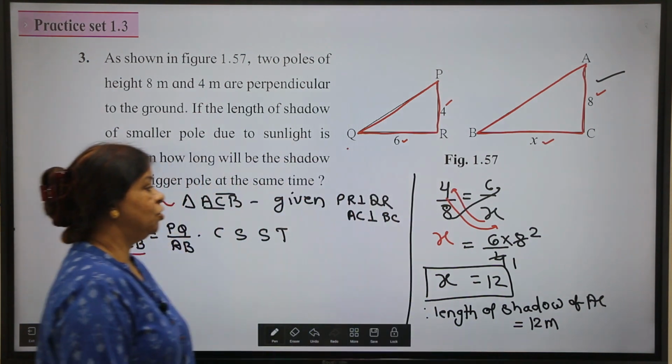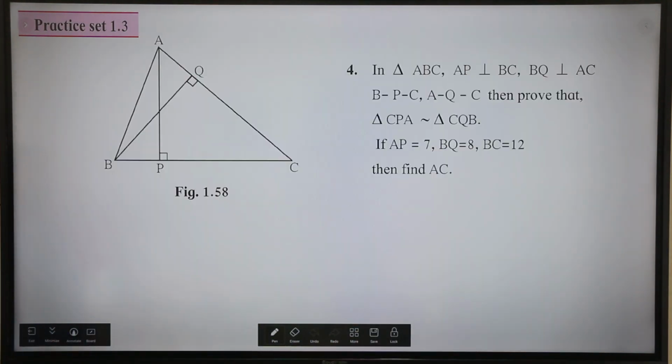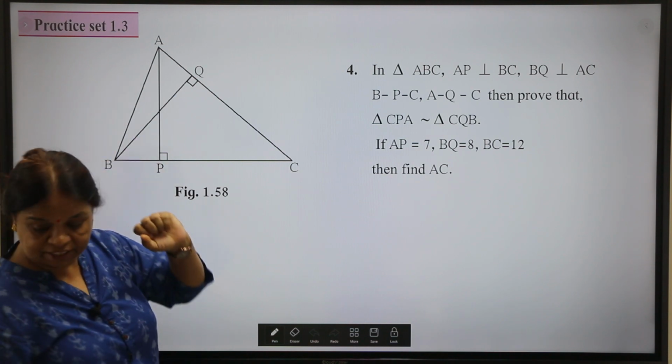You can pause, children, and you can solve the sum. Question number 4 of practice set 1.3.